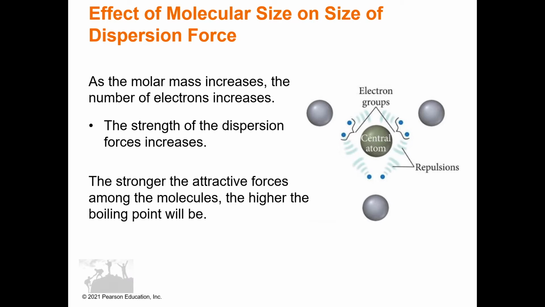So it doesn't matter what you have, whether it's an atom or a molecule, polar or nonpolar. If the molar mass of that substance increases, then the number of electrons would increase. And because of that, the electron cloud would get bigger. So as the electron cloud gets bigger, think of a balloon as opposed to a baseball. It's going to be easier for electrons to move to one side of that molecule and create a negative end and a positive end.